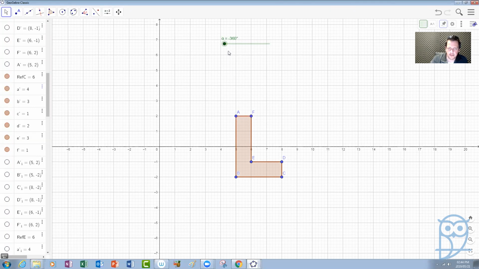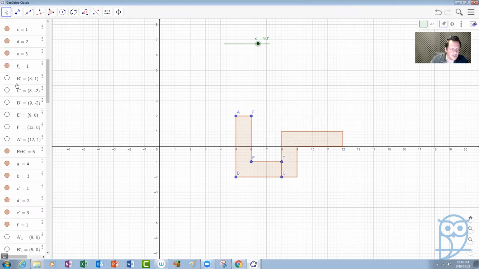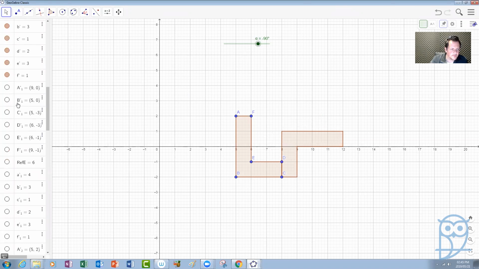So here's my other darker shape. This is now, again, a very different rotation compared to the other ones. And you would expect it to be different because it's a different point. 90 degrees.